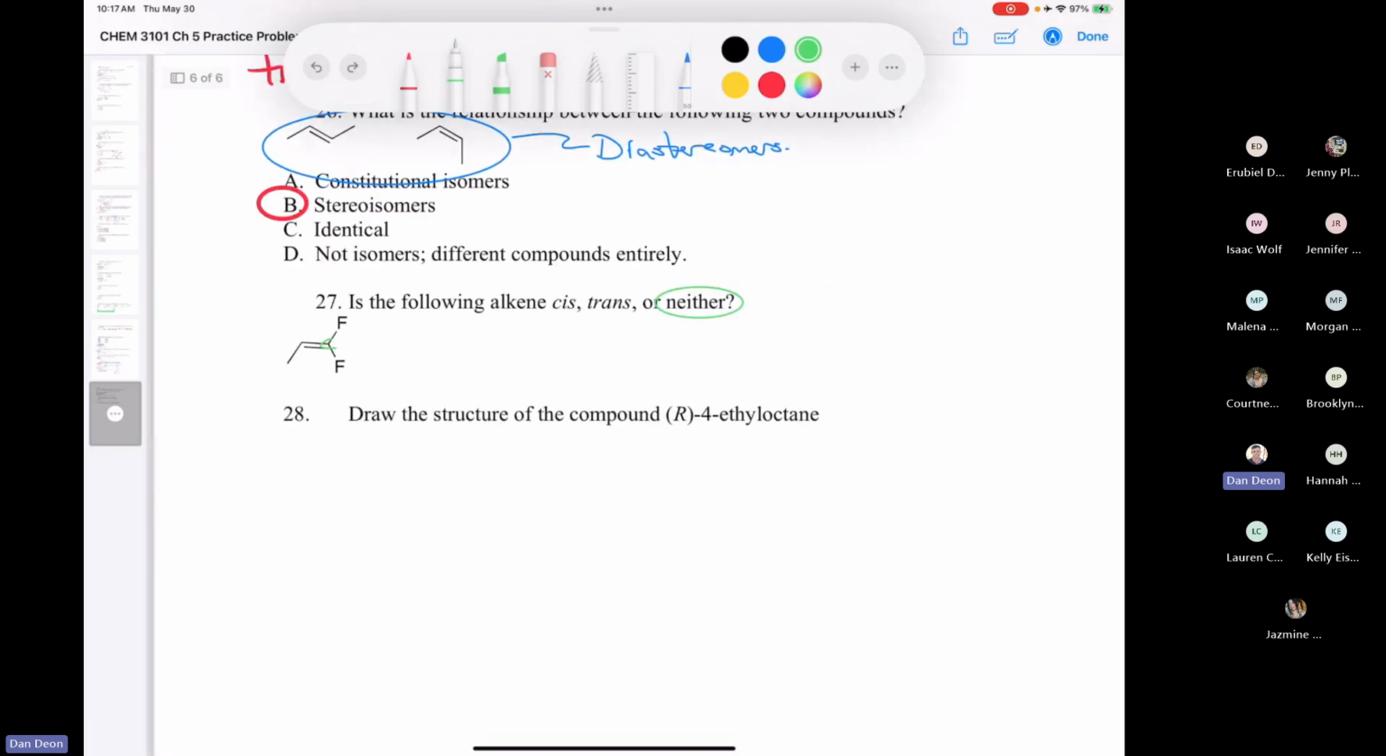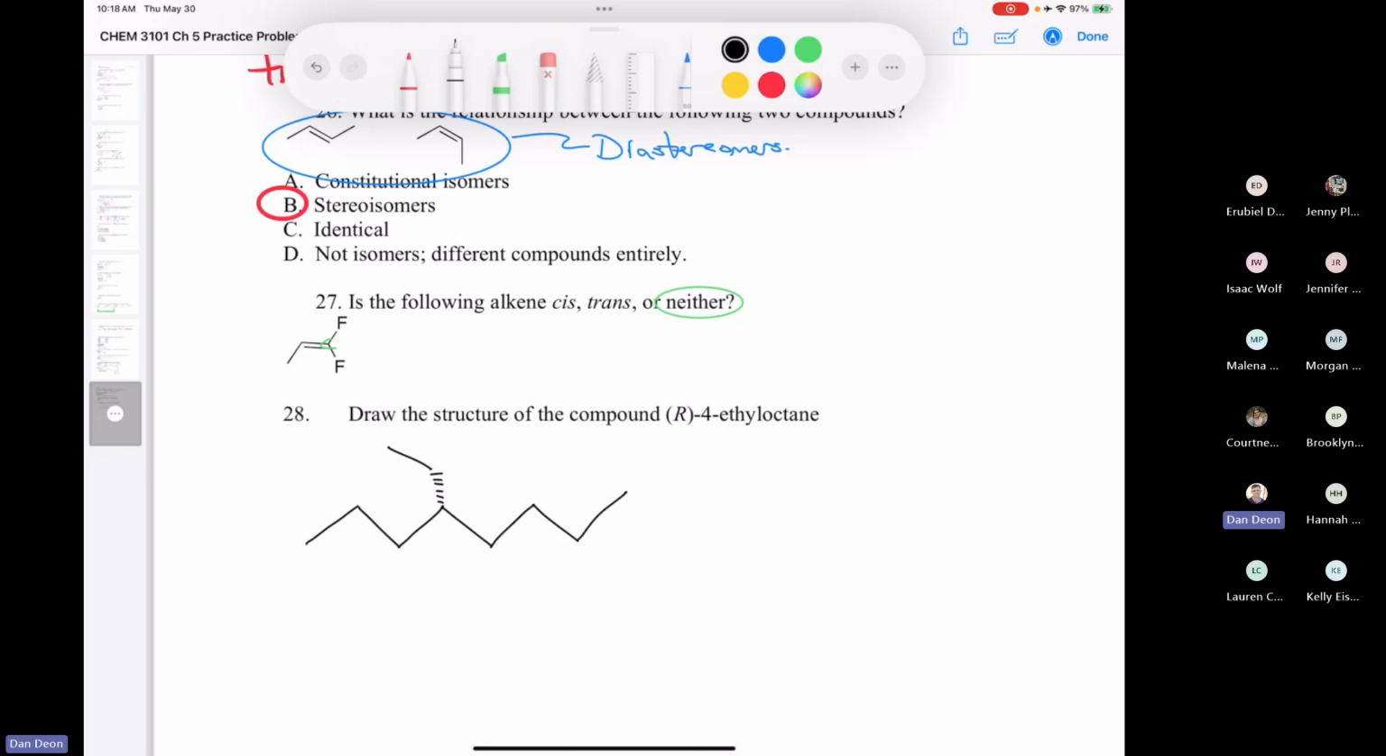The last one just tells you to draw a structure of the compound R-4-ethyloctane. I'll tell you how I do it. What I do is I draw the compound. So 4-ethyloctane: 1, 2, 3, 4, 5, 6, 7, 8. On carbon number 4, I'll put an ethyl group. What I always do is draw it as a dash, and then I determine whether it's R or S. If it's wrong, I just shade it in. That's kind of my way of doing it.